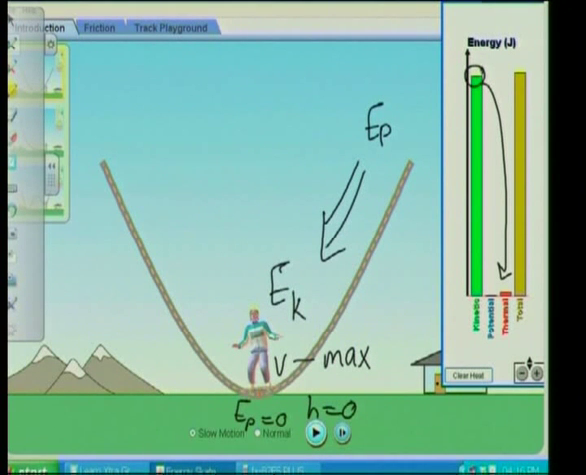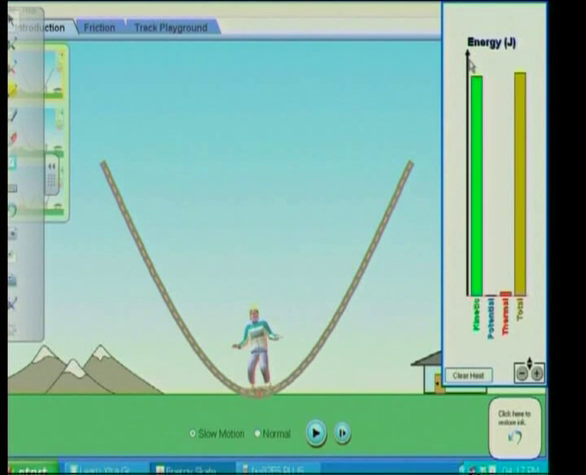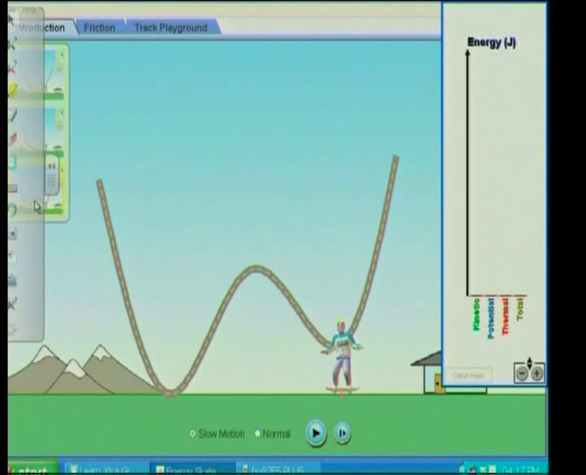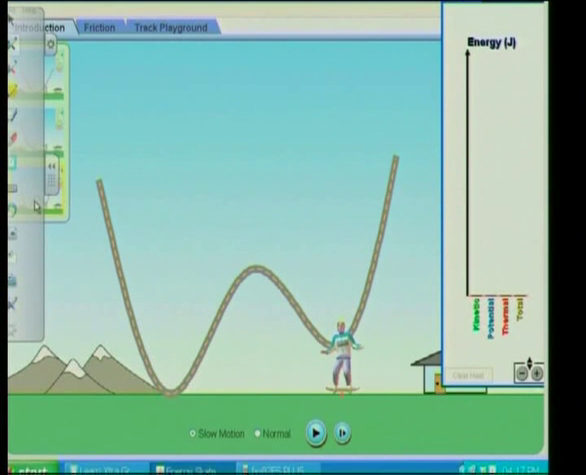You guys are getting this? I can keep doing this. Let's look. This is quite a simple skate park. Let's look at one that's not quite as simple looking. So let's do this one. All I want you to notice as we go through this, just like we've done before, is to pay attention to the kinetic, the potential, and the total.